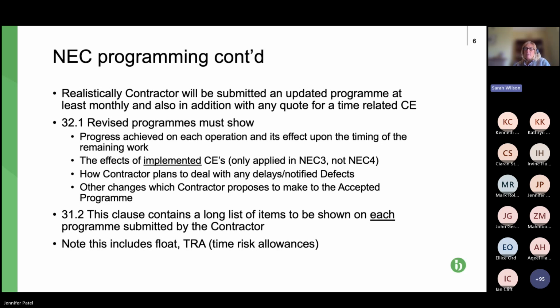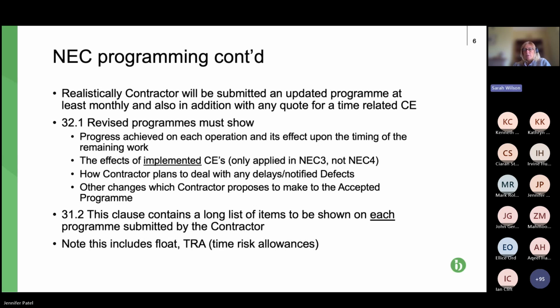So that's now been removed from NEC 4, so that all non-implemented and implemented CEs need to be included. Also, how the contractor plans to deal with any delays or notified defects, and other changes which the contractor proposes to make to the accepted programme. So, again, really important to understand what needs to be included.